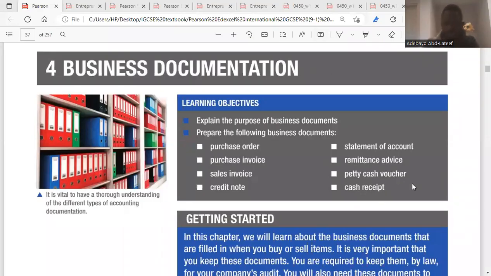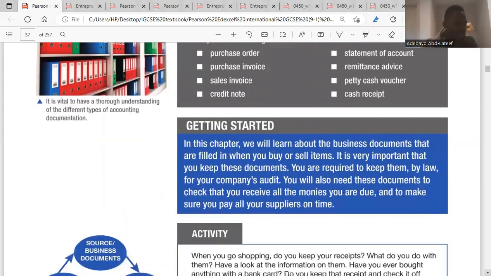We go to chapter 4, business documentation. So when we talk about business documentation, businesses do transactions, but they need to make references to every transaction they do. So that means it's important to have a document, because without a document, you won't be able to trace back whatever transactions you've done. So it is important, and that's why we even have bookkeeping.